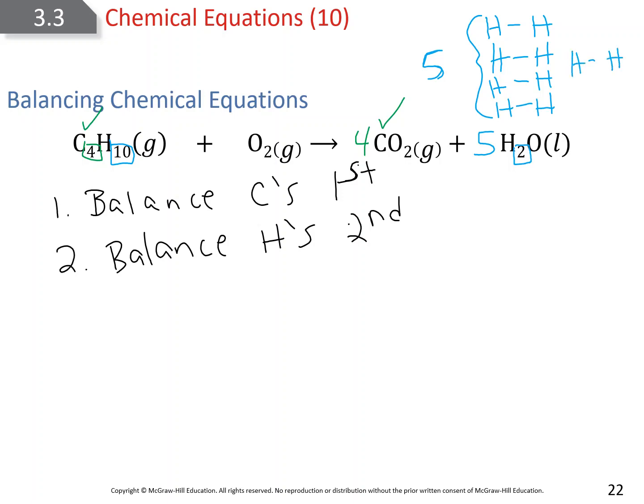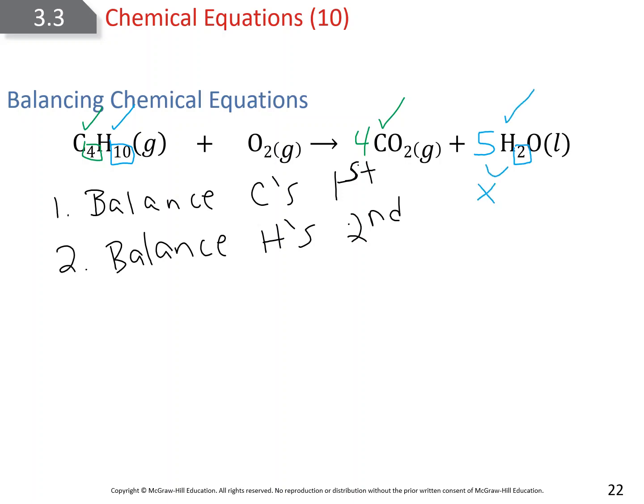If I count all the H's, I'm going to have 1, 2, 3, 4, 5, 6, 7, 8, 9, 10. That now means all of my hydrogens on both the left and the right side of the equation are equal, 10 and 10. So basically we're just multiplying the subscript by the coefficient. I said superscript, I meant to say coefficient. I apologize.